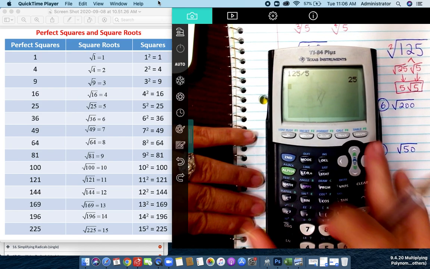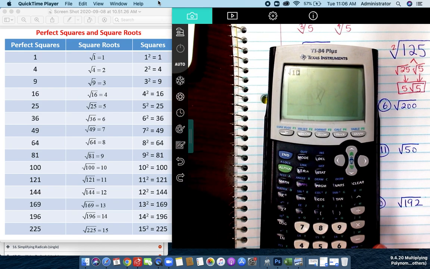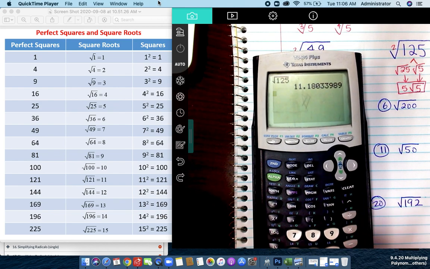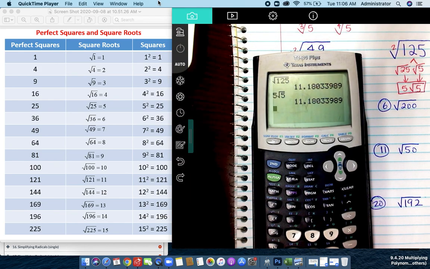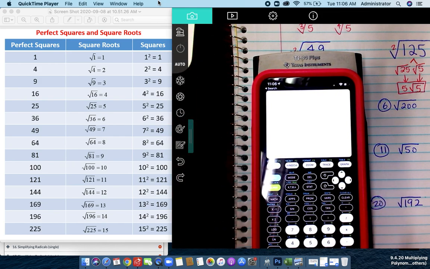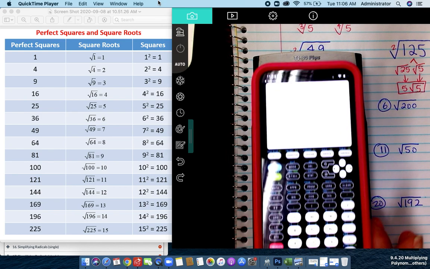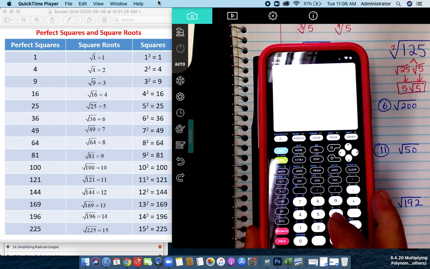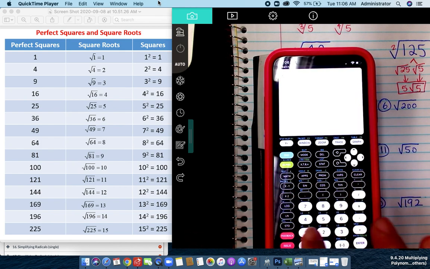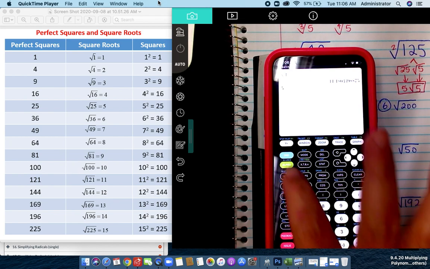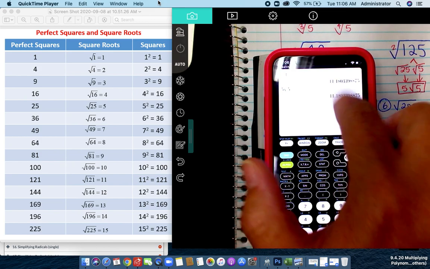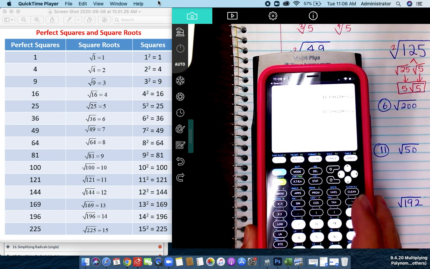In fact, if we were to type that in our calculator, the square root of 125, enter, and then also type in 5 square root 5, enter, we would see that those are equivalent, meaning equal in value. Remember that you can also use your TI-84 app and type it in as well. So remember, to do a radical, you use the x squared button. So we hit second, x squared, 125, enter. And then if I want to check my answer as 5 square root 5, I'll say 5 square root 5, and it matches.